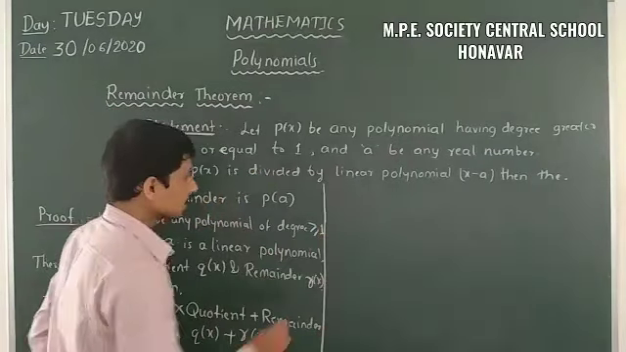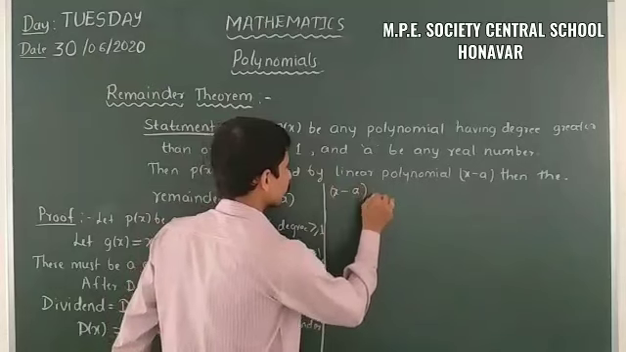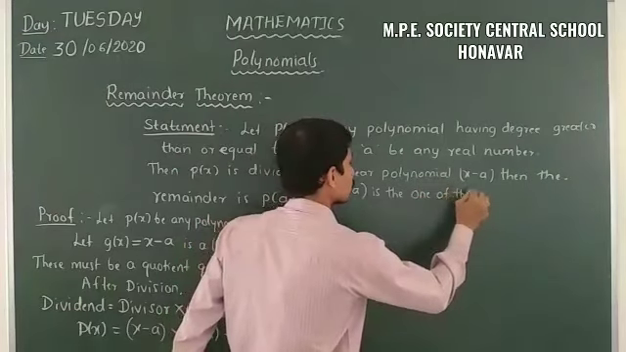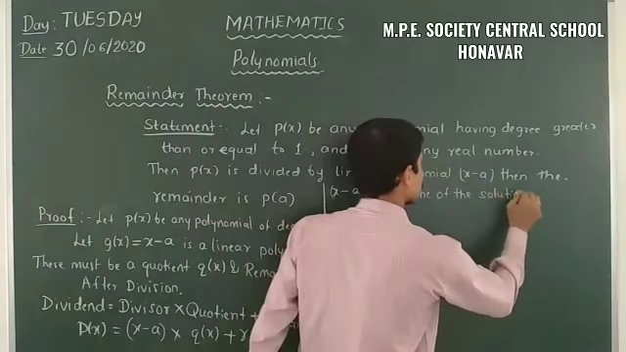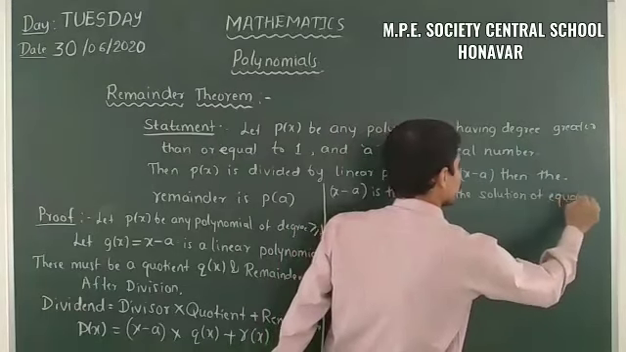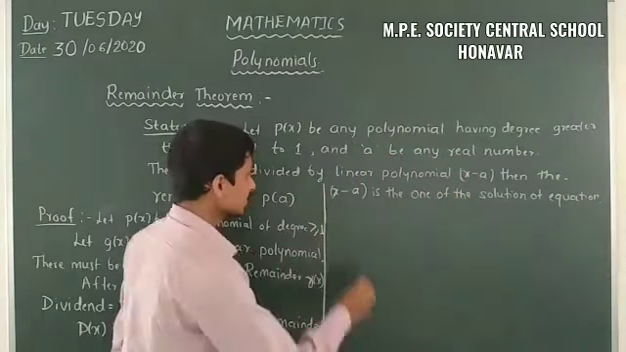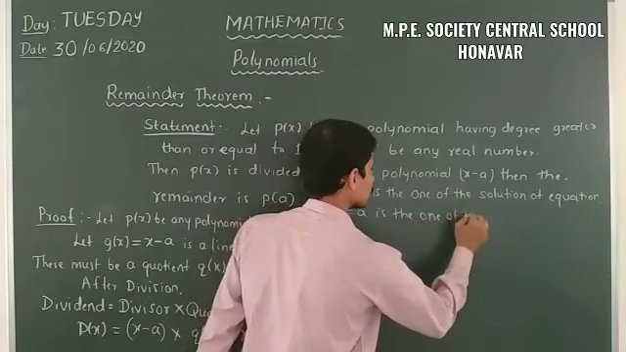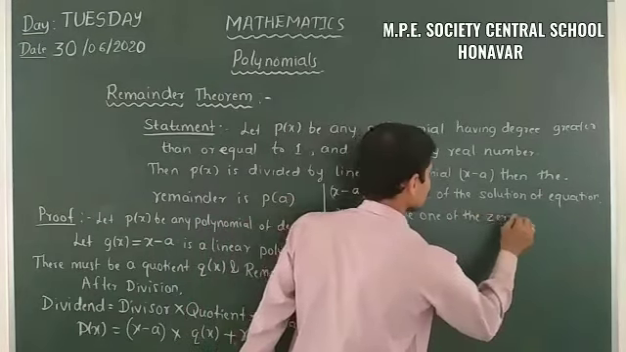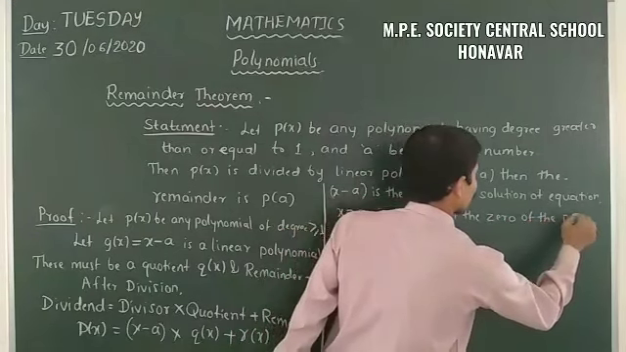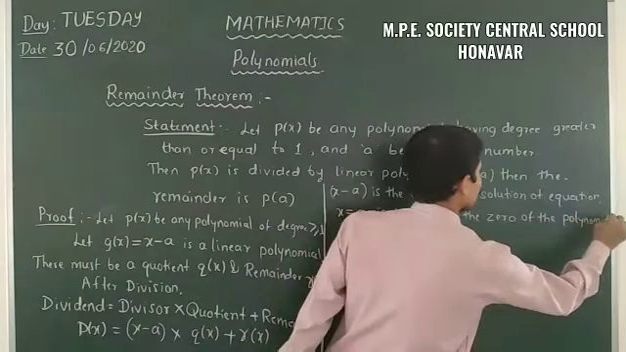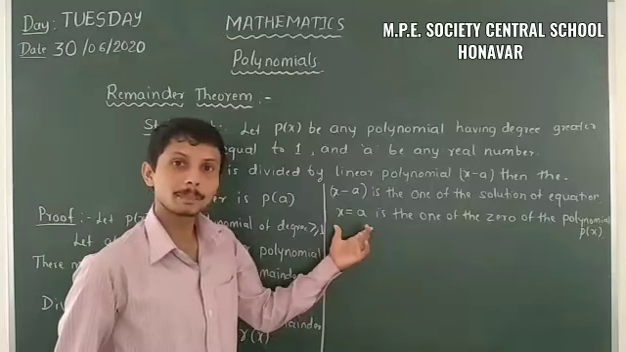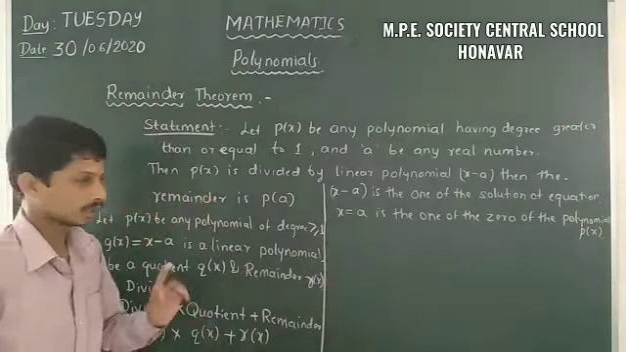So a is one of the solutions of the equation. So that means x is equal to a is one of the zeros of the polynomial p of x. So we have to substitute the value x is equal to a in equation number 1.